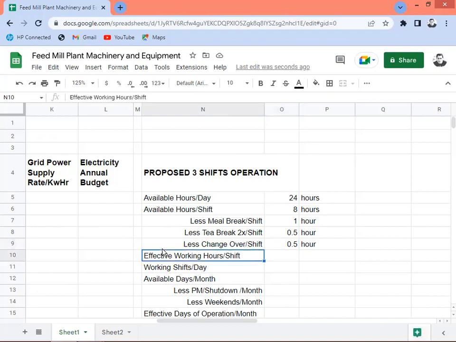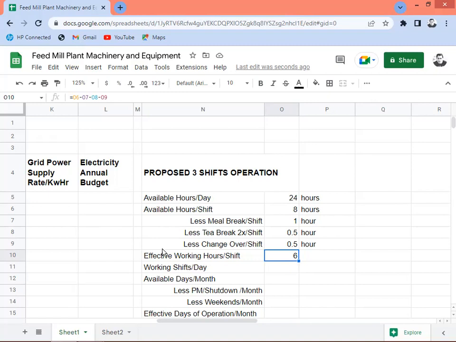So what would be our effective working hours per shift? The available hours per shift is 8 hours, right? Less 1 hour, then less 0.5 hour, then less this 0.5 hour, and that would be 6. So effective working hours per shift is 6 hours only, not 8 hours. Effectively only 6 hours.